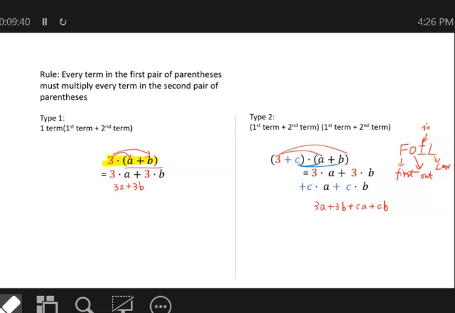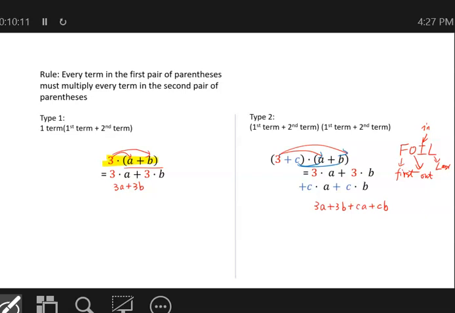And this can also be modeled as a handshaking activity. So if you think of 3 and C as 2 people from the first group and A and B as 2 people from the second group, and the rule is everybody from the first group must shake hands with everybody in the second group. So first person 3 has to shake hands with A and has to shake hands with B. But when we say shake hands, we mean multiplication.